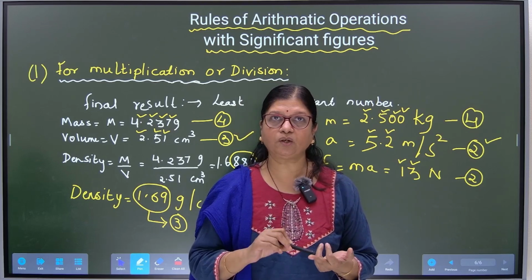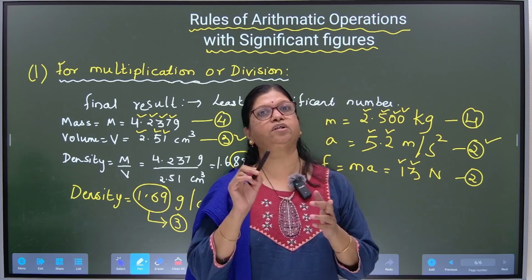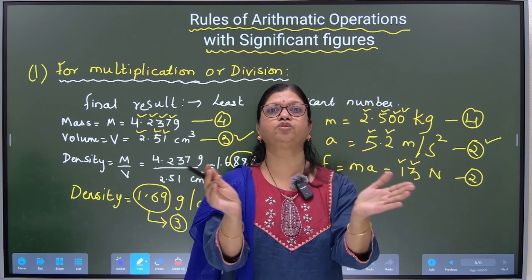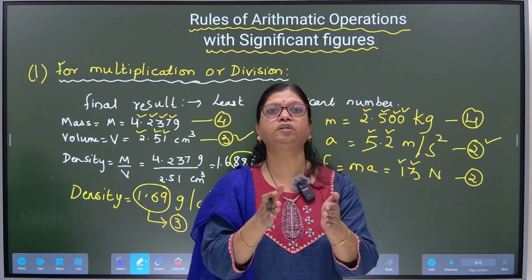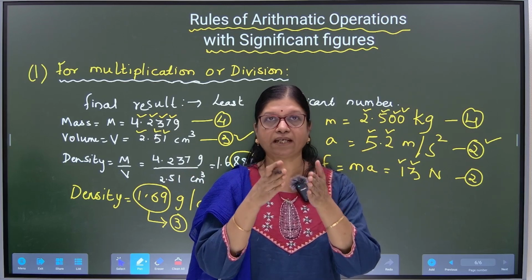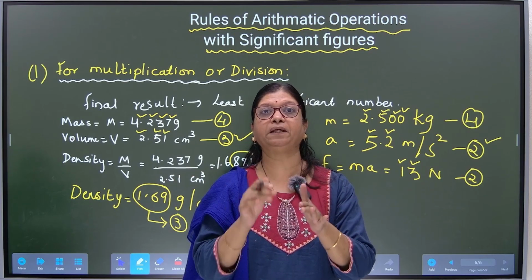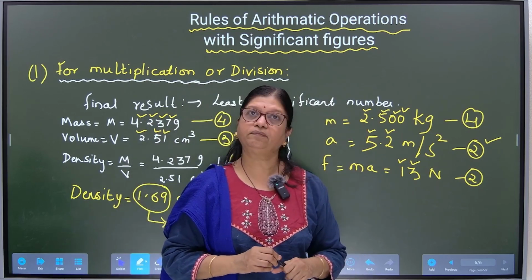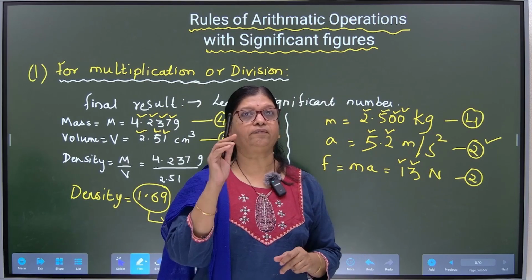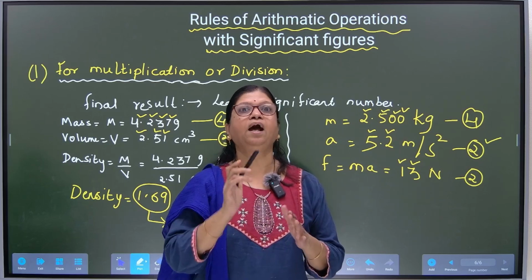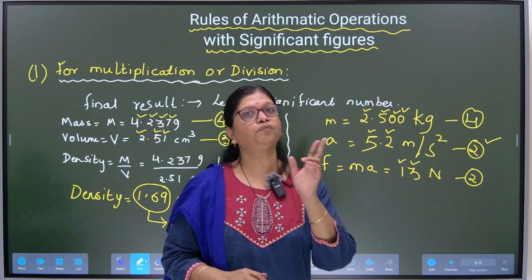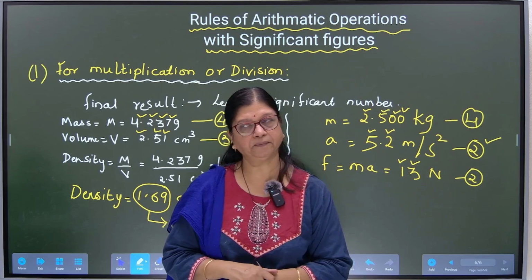Then in the physical quantity, if there is multiplication or division, then our final answer should be rounded off to the least significant figures available in the given data. Fine? Okay. So I will just move and you take a screenshot. After this, in the same video, we will go to rule number 2 for addition and subtraction.